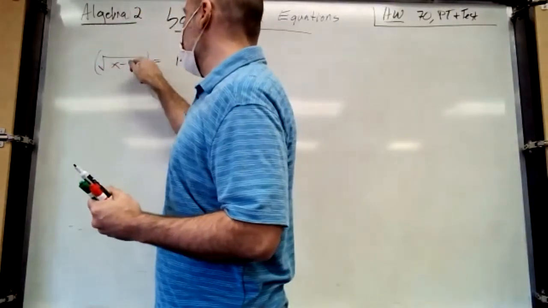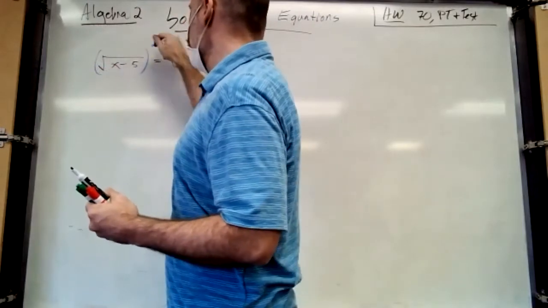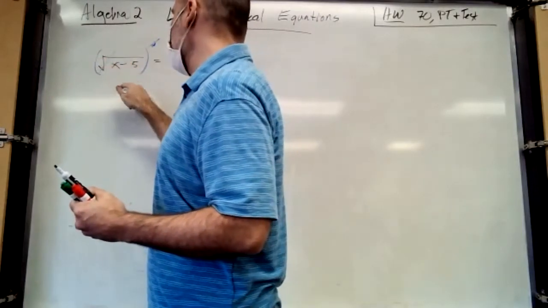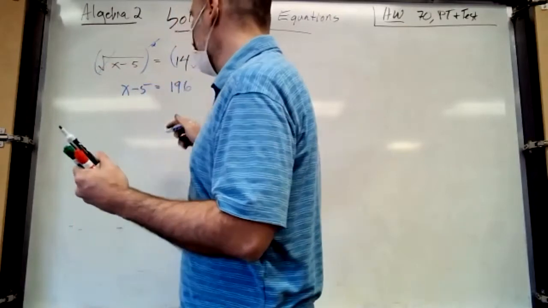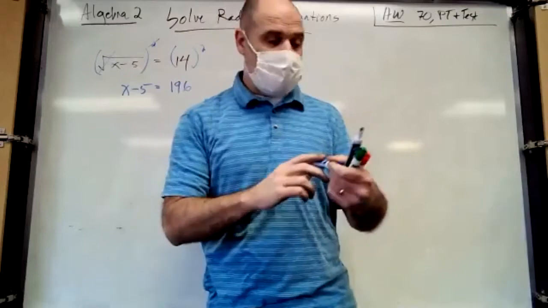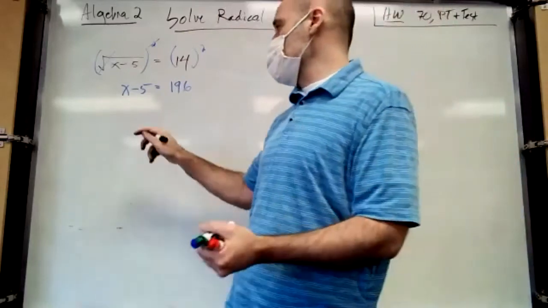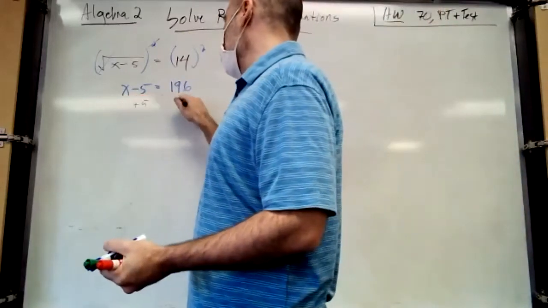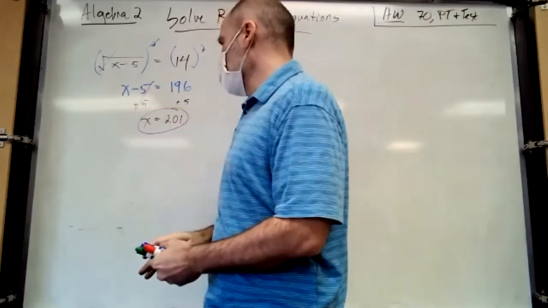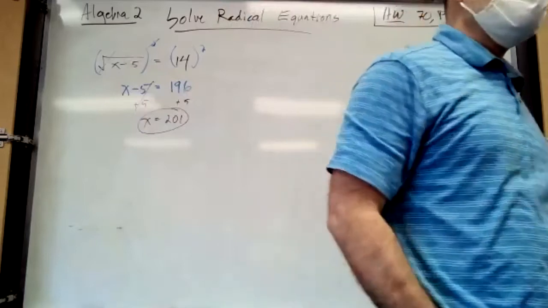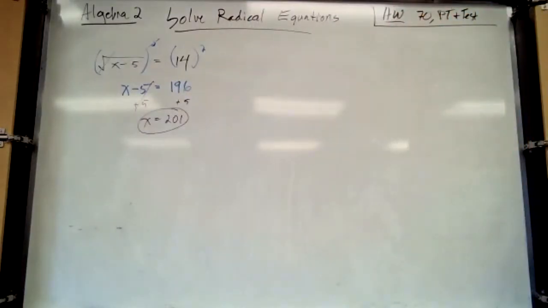Square both sides. So this cancels the radical and you're left with x minus 5. And then you just simplify that. Now you've got the easiest equation in the universe. Add 5, x equals 201, you're done. You can just plug it in to make sure that it works. 201 minus 5 is 196. Square root of 196 is 14.